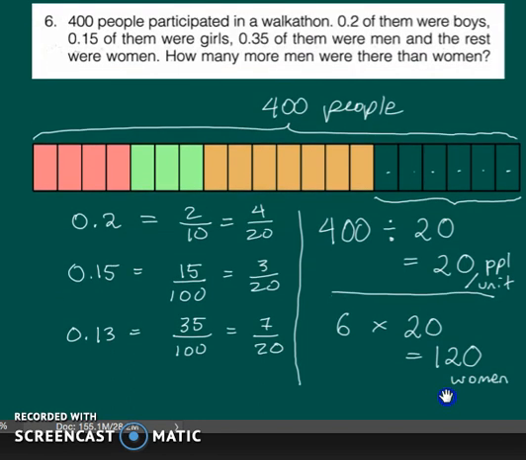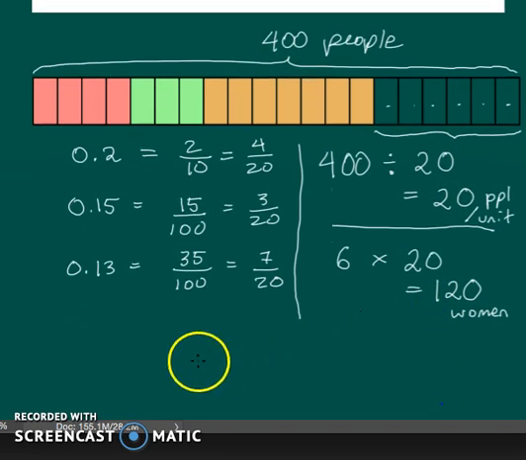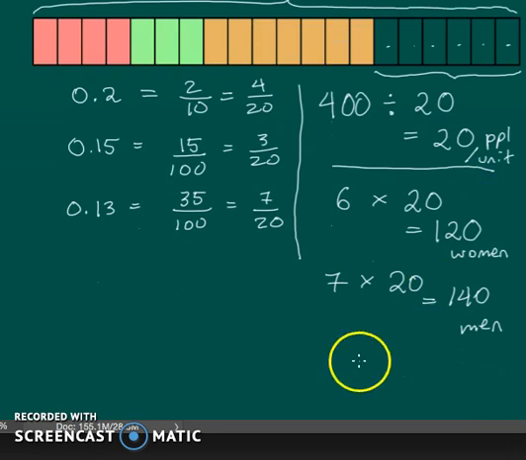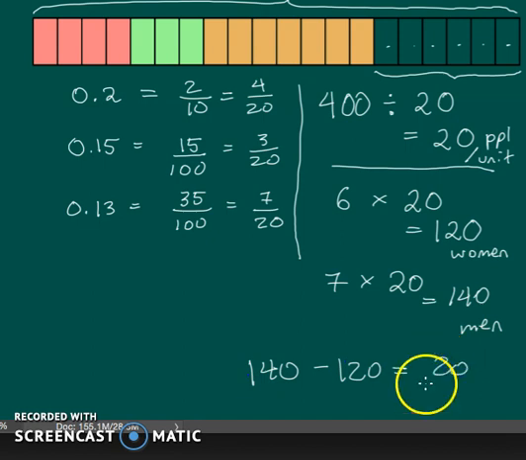and how many men were there? There were 0.35 men, which came out to 7 units of men. So 7 times 20 people per unit for men is 140 men. And the question asks how many more men were there than women? Well, 140 minus 120 is 20. So there were 20 more men than women there.